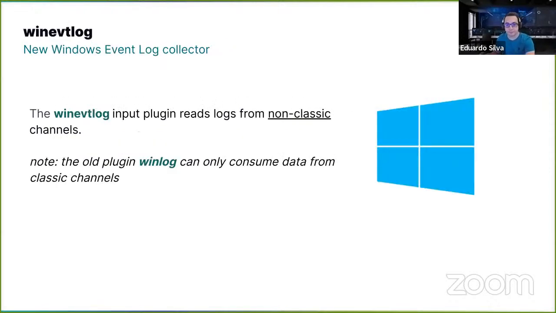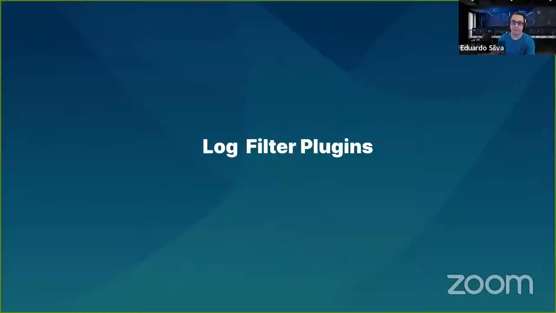We have in Windows a classic plugin called WinLog, which used to consume messages from the classic channels. Now, if you have non-classic channels for security or other stuff, we have a new plugin called WinEVT-Log, which allows you to read from these non-classic channels. All of this is available on 1.9.